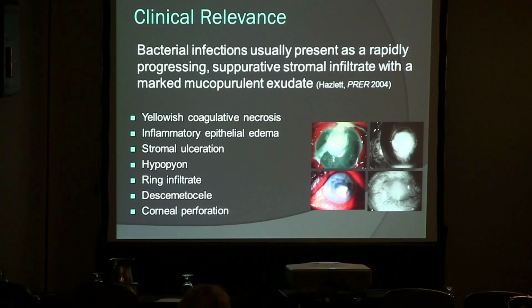Clinically, this type of infection presents as a rapidly progressing suppurative stromal infiltrate with a marked mucopurulent exudate. There are common features of this type of infection, including yellowish coagulative necrosis of the cornea, ulceration of the stroma, perforation of Descemet's membrane, and then ultimately one can get perforation of the cornea as well. And because of these structural changes to the cornea, you can also get secondary development of cataract and glaucoma as well.